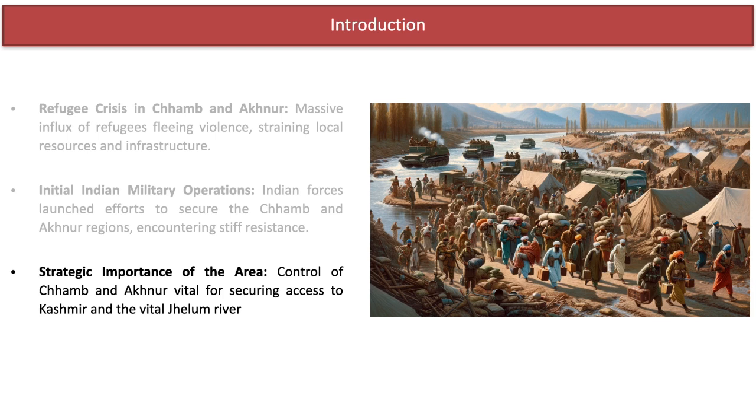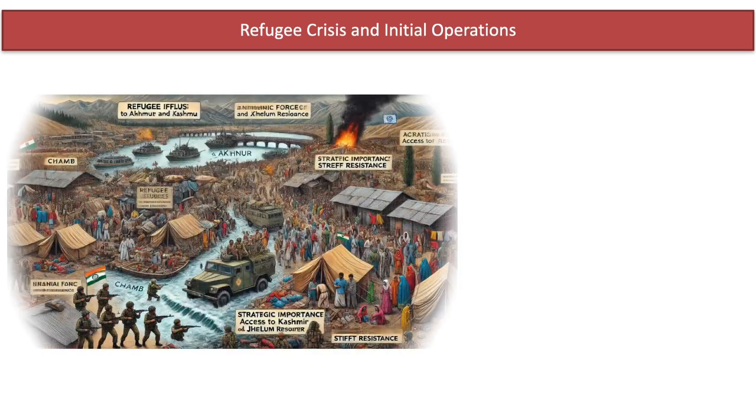Friends, the control of these areas was crucial for ensuring the defense of Kashmir and maintaining a strategic advantage over the opponent. And that's why these battles were so fiercely fought and why the operation in Chamb and Akhnur holds such a significant place in the history of India's military engagement. Moving ahead, we'll discuss the refugee crisis and the initial operation.